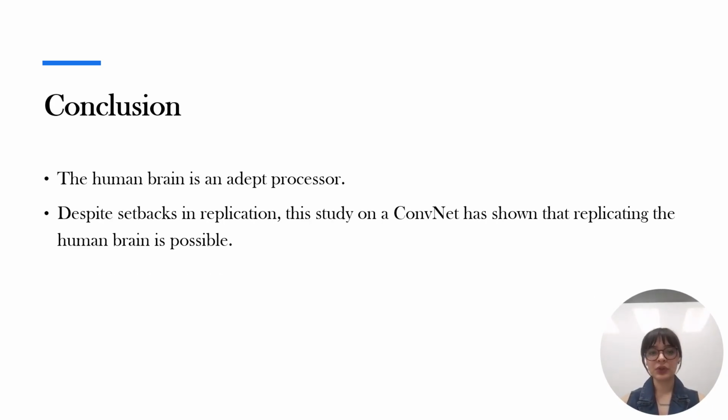In conclusion, the human brain is an adept processor. The neocortex and its structures are all amazing computing organisms. Despite setbacks in perfect replication of the brain, this study on a ConvNet has shown that replicating the human brain is possible. The day that scientists and engineers are able to fully replicate human cognitive function is not too far in the future.